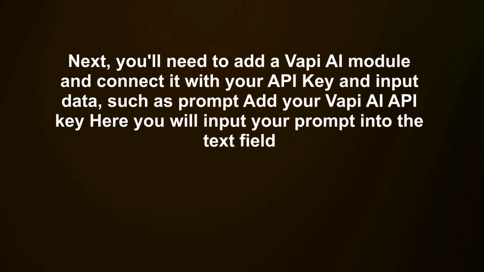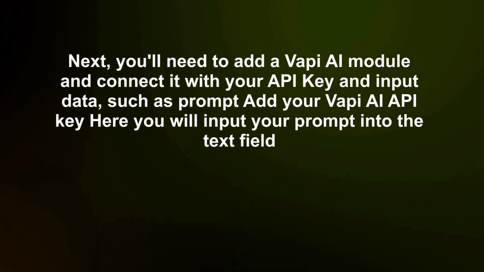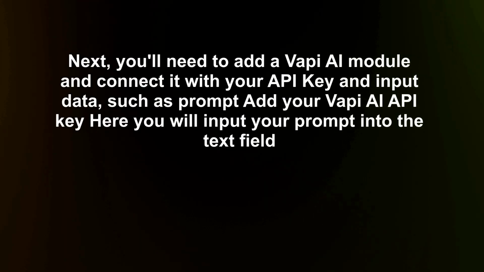Next, you'll need to add a Vapi AI module and connect it with your API key and input data, such as prompt. Add your Vapi AI API key. Here you will input your prompt into the text field.